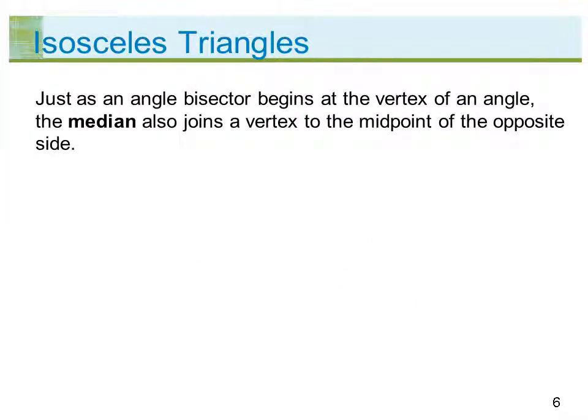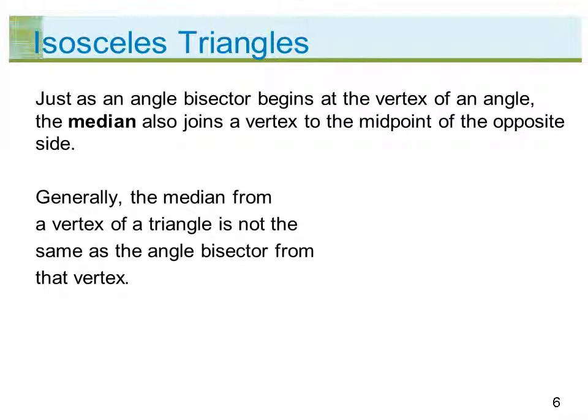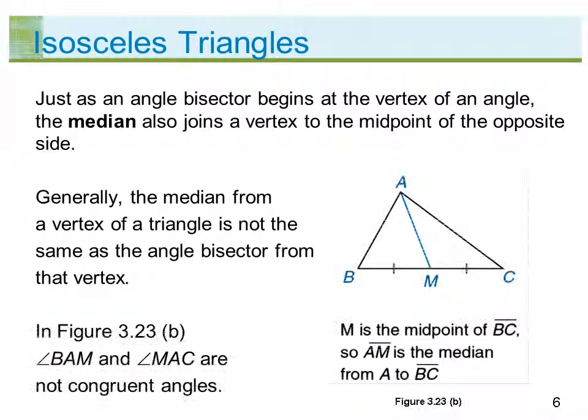Just as an angle bisector begins at the vertex of an angle, the median also joins a vertex to the midpoint of the opposite side. Generally, the median from a vertex of a triangle is not the same as the angle bisector from that angle. In Figure 3.23b, angle BAM and angle MAC are not congruent angles.